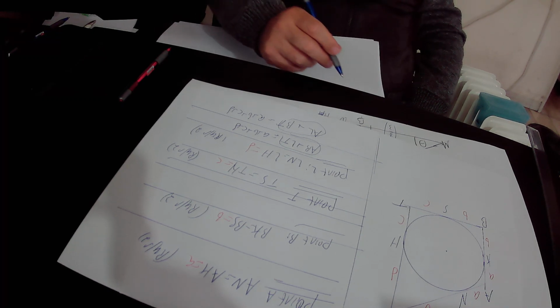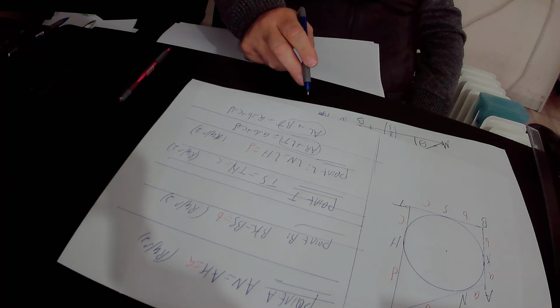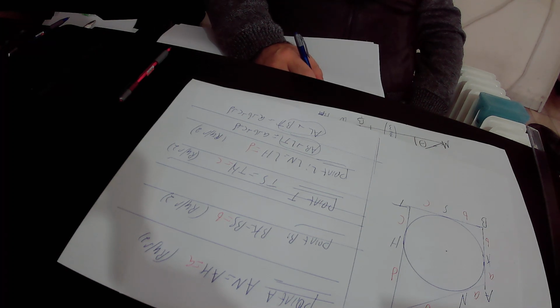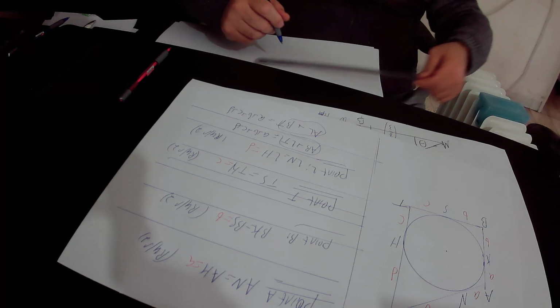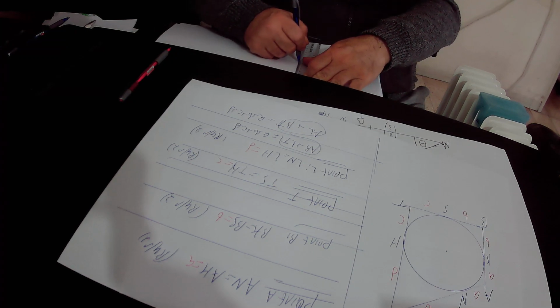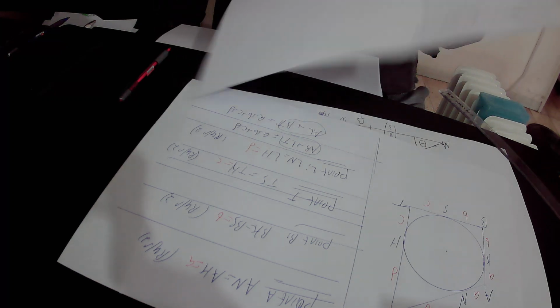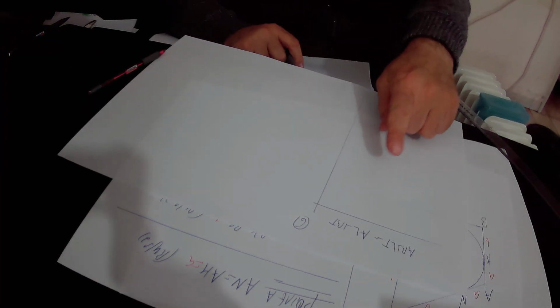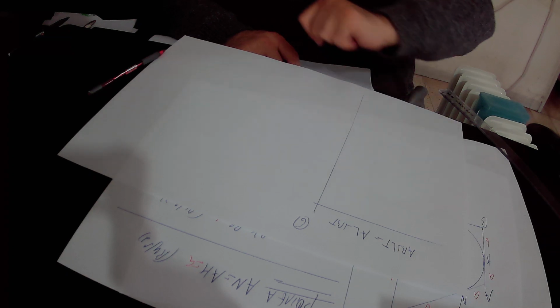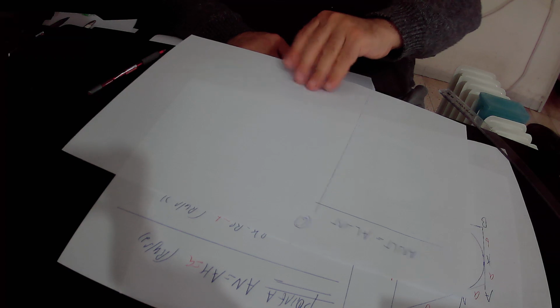So the expression AB plus LT equals the expression AL plus BT. We found out that AB plus LT equals AL plus BT.